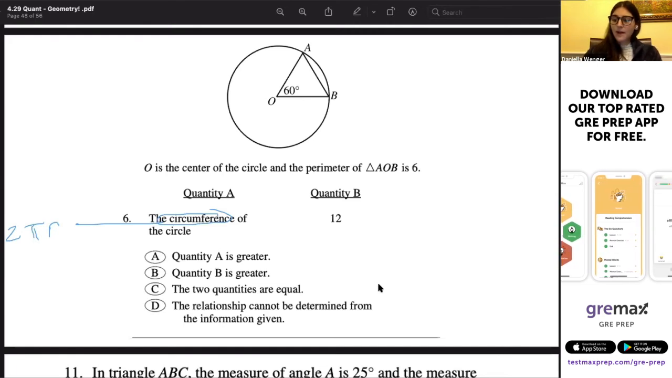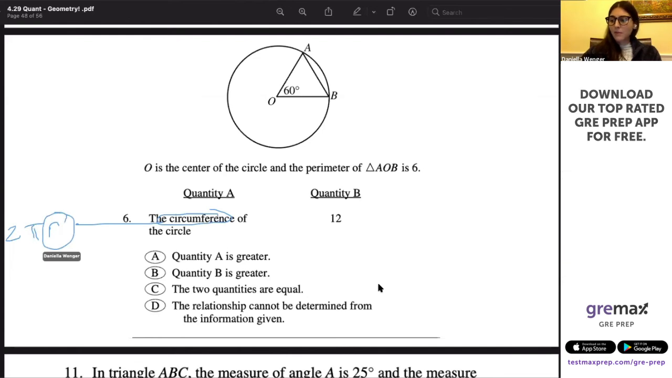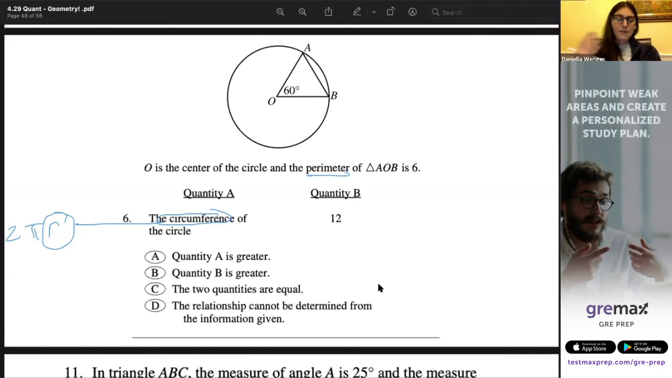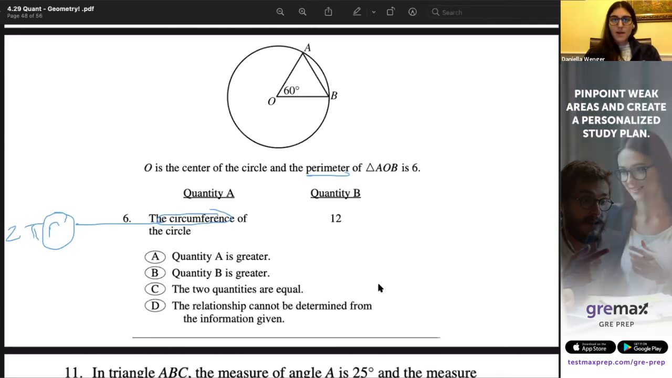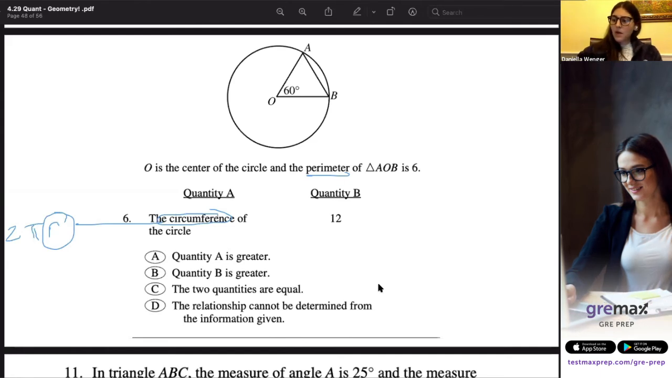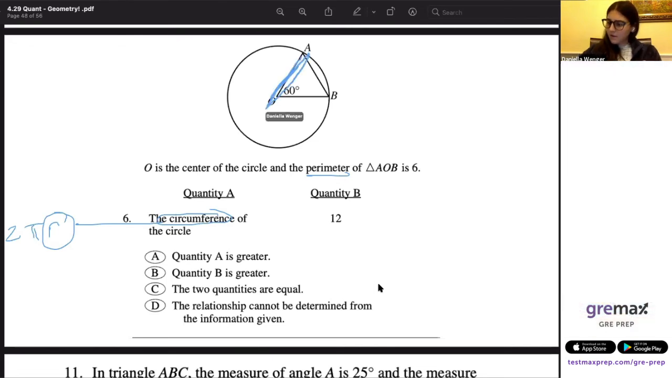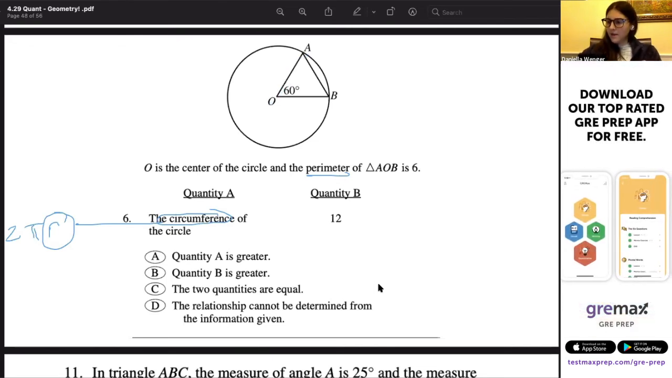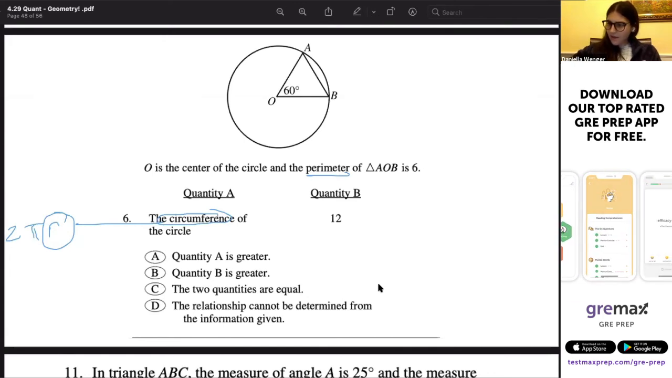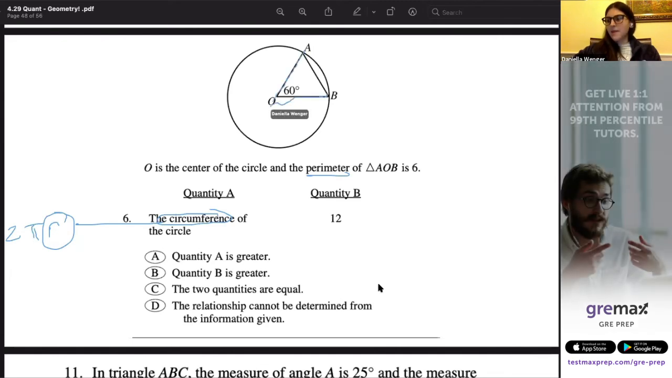They're asking us, okay, the only unknown here is the radius, and we have the perimeter. So let's see if we can solve for it. We think that D is out of play, in other words, that we potentially could solve it, and we can determine the relationship between quantity A and quantity B. So let's try to do that. What do we notice here? Because O is the center of the circle, what does that mean about OA, which is this, and OB? It means that OA and OB are radii of the circle.